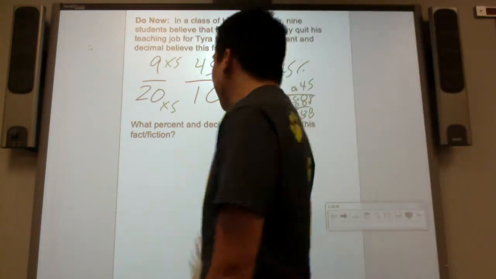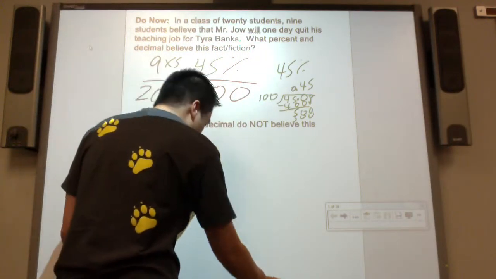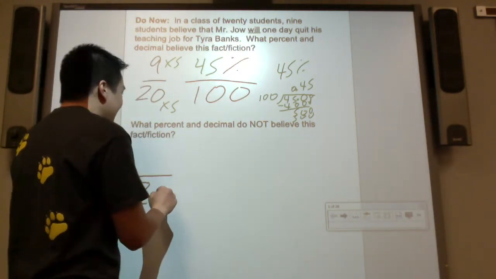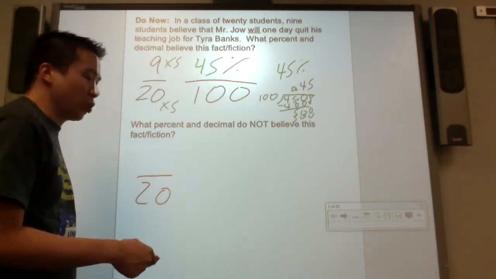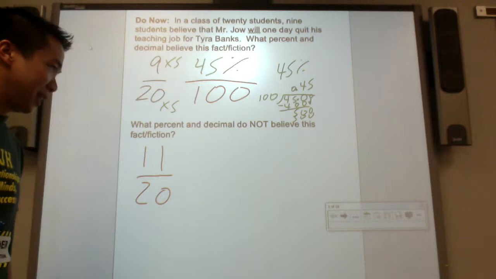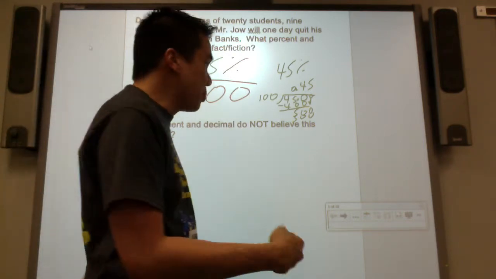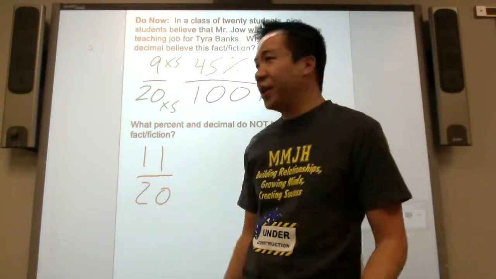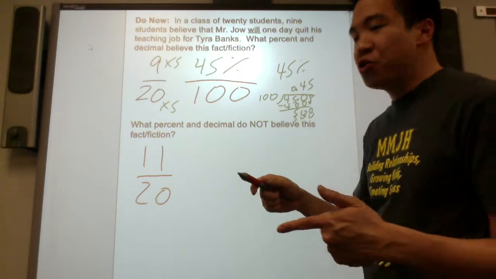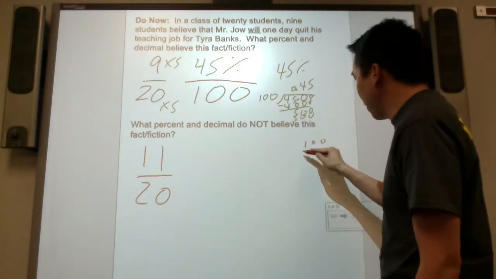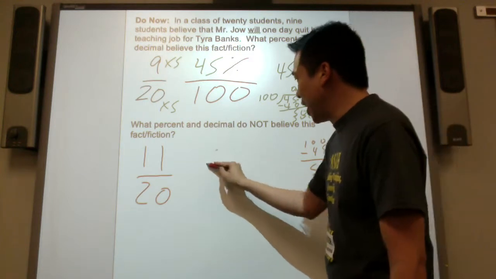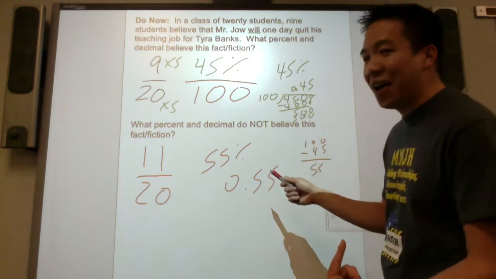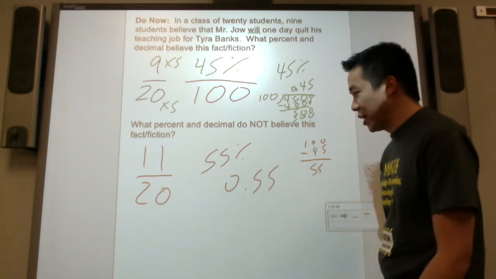So if 45% actually believe this story, what fraction do not believe this story? So there are 20 students, 9 of them believe it. 20 minus 9 is 11 do not believe it. However, some people may say, wait, remember, percent is per 100. If 45 of those believe the story, 100 minus 45, 55% will not believe the story. So more than half, a majority, do not believe my story.